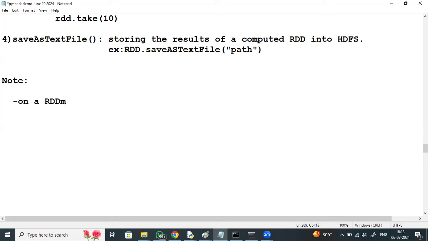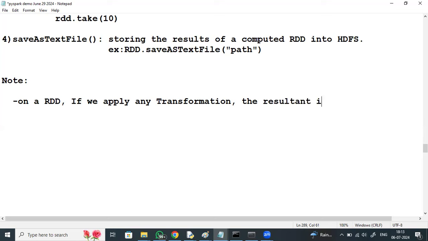On an RDD, if we apply any transformation, the resultant also is an RDD, meaning a Spark object.